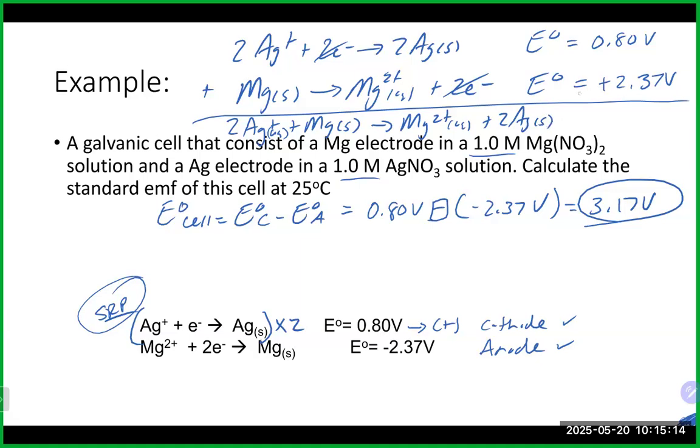And again, if you chose to do it this way to get E of the cell, because you did change the sign yourself, you could just add these together. And again, you'll get the same 3.17 volts. So again, your preference, whichever way you want to do it. Any questions on that one there?